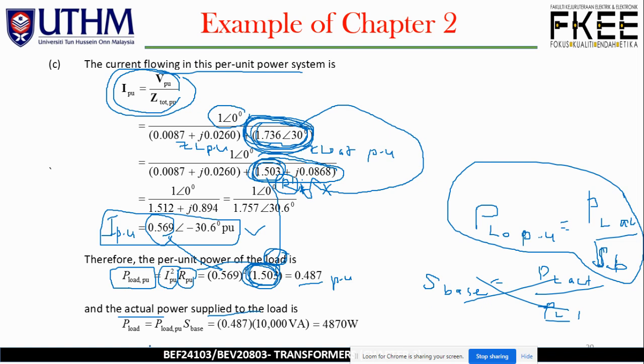And then rearrange, we can get the actual P load. So P load PU multiplied by S base. S base, remember, stick to 10 kVA. And here you just calculate right above here. Okay, 0.487. So giving the P load actual equal to 4.87 kilowatt.